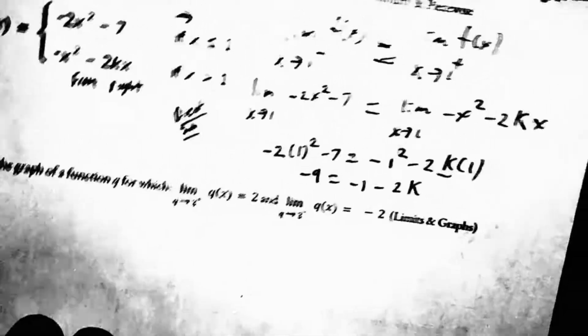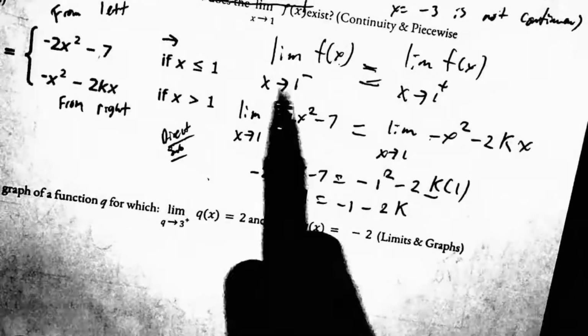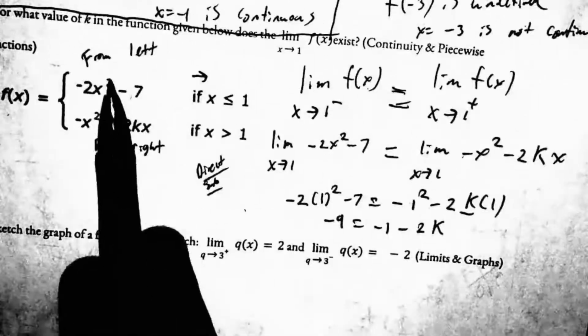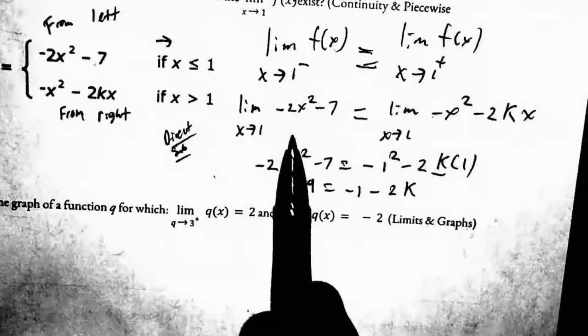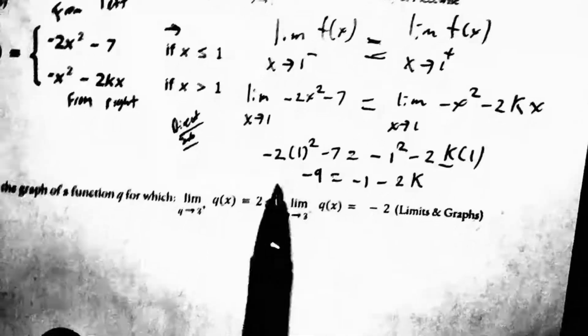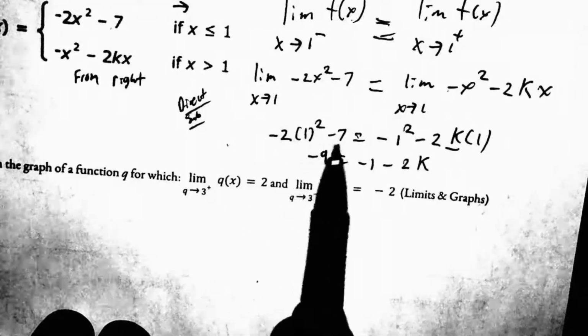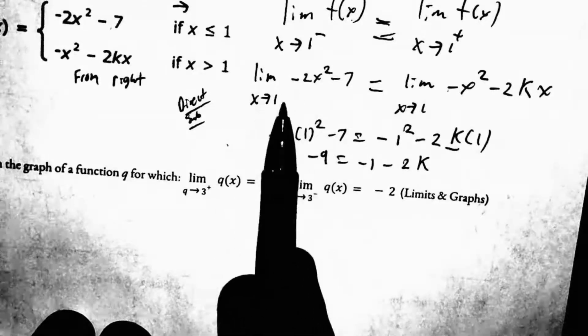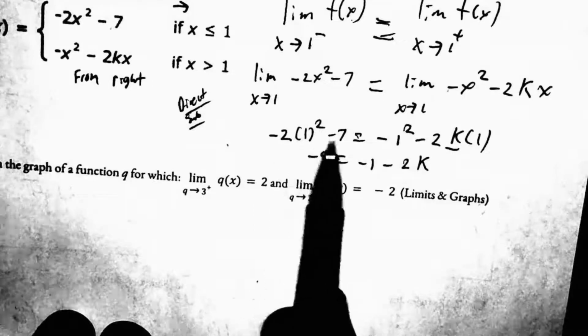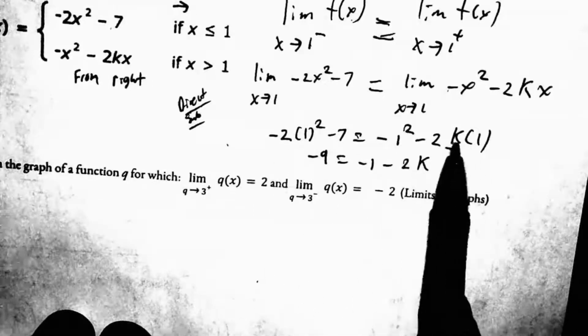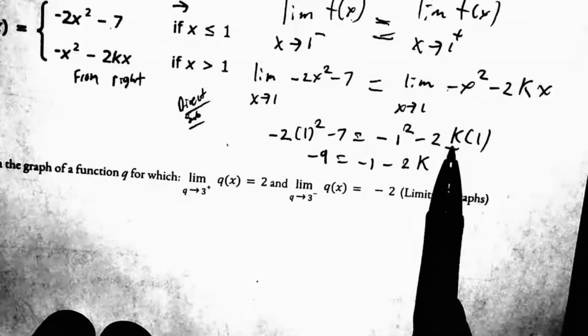Okay, following me so far? So the limit from the left and the right are the same. Since this is from the left and this is from the right, we're setting the limits equal to each other. And then we're doing direct substitution to evaluate the limit. The limit as x approaches 1 of this, I'm doing direct substitution here. And I'm setting them equal to each other, and I'm solving for k. K is my only variable.